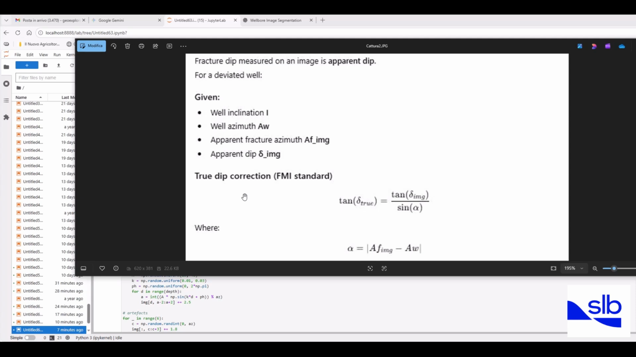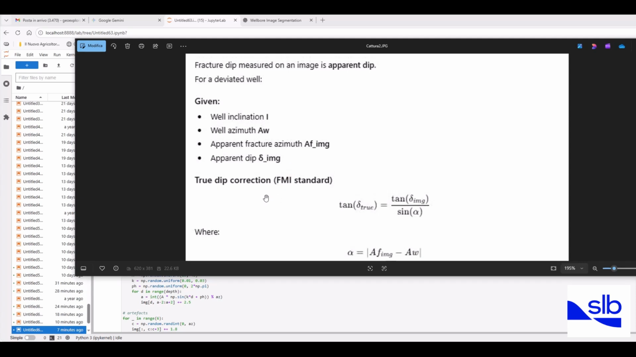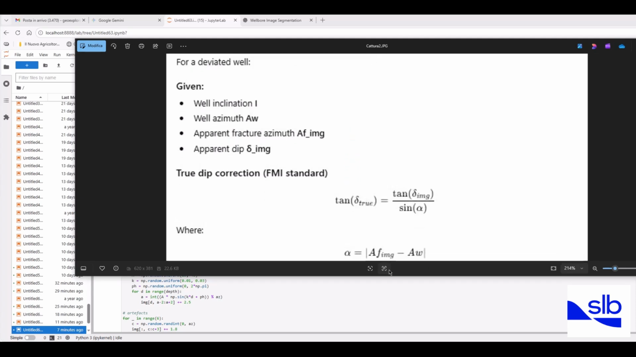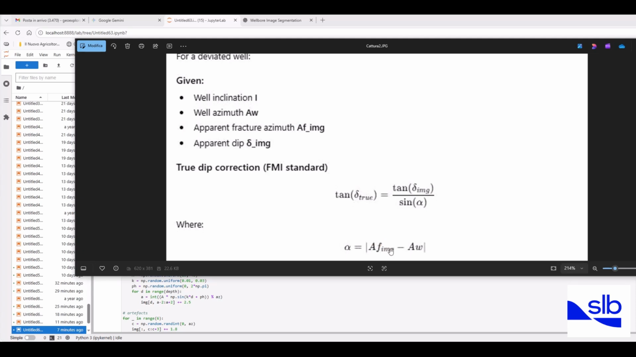And for example, you can give the well inclination, the well azimuth, the apparent fracture azimuth, and the apparent dip. So the true dip correction using this formula, it is the tangent of the true dip is equal to the tangent of the image fracture dip times the sin of cos of sin alpha, where alpha is clear, that is represented by this formula. So the angle alpha, it is the mean of the image fracture azimuth minus that.